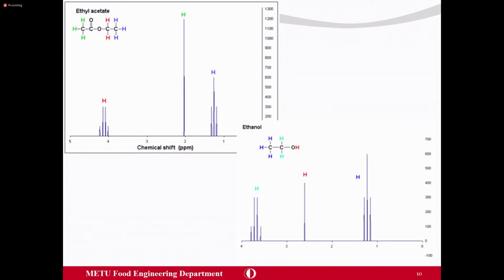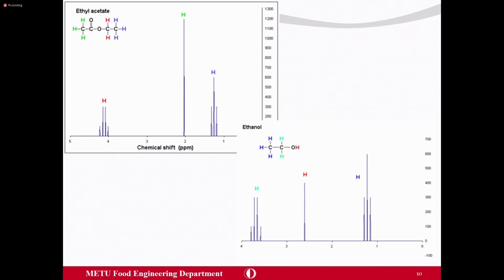For instance, here you see the spectrum of ethyl acetate. You see different peaks at different chemical shifts. So the presence of all these different peaks, as seen by the color of the hydrogen atoms, normally all belongs to the ethyl acetate.